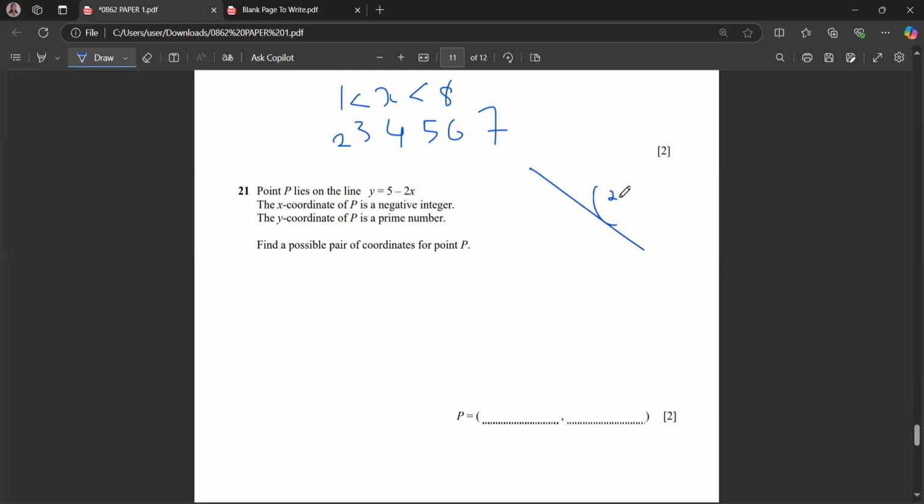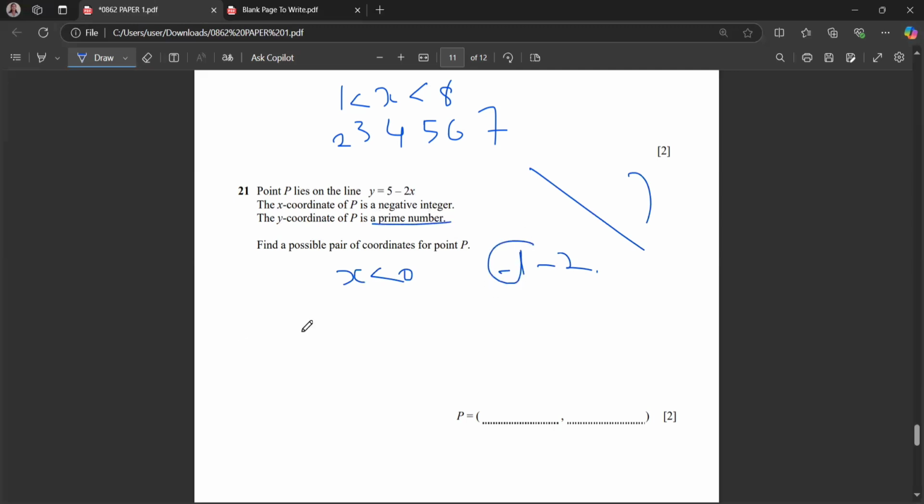Suppose you choose a point (2, 3). If it is on y equals 5 minus 2x, then when you substitute 2 in the place of x and 3 in the place of y, you should get back the y. That means the x coordinate of P is a negative number. So you can choose any integer that is less than 0. So it could be minus 1, minus 2, minus 3. But when you choose them, it should be in such a way that when you substitute it in 5 minus 2x, the y value you get should be a prime number. So it's a trial and error.